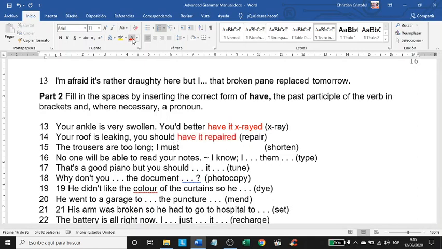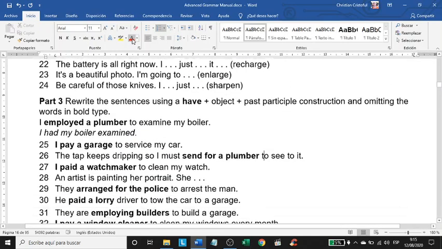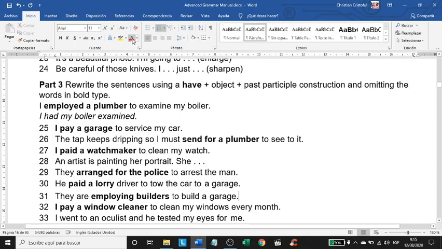And the trousers are too long. I must have them shortened. Like this. Have the trousers shortened. Like this. Okay. If you have questions, please write to me. Part 3. Rewrite the sentences using a have plus object plus past participle construction. Example. I employed a plumber, and this is the part that I need to replace for the have plus object plus past participle construction.